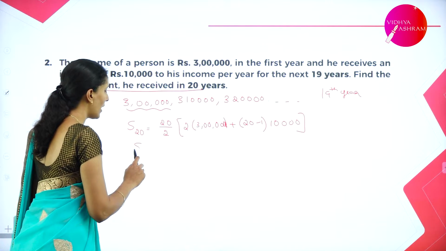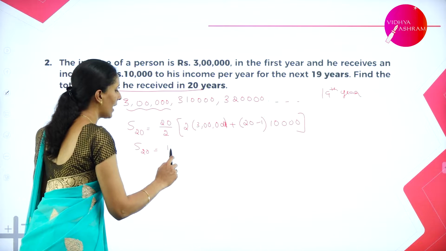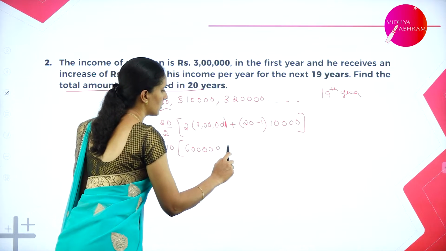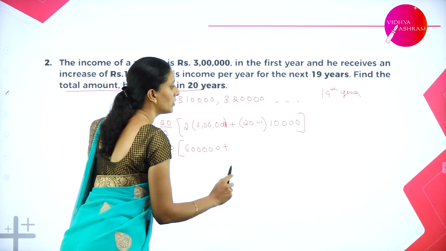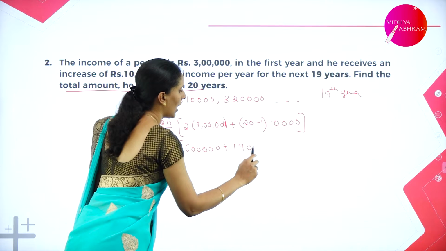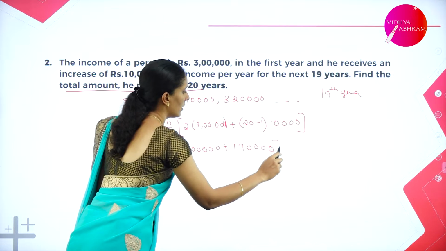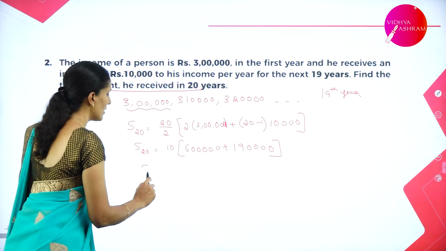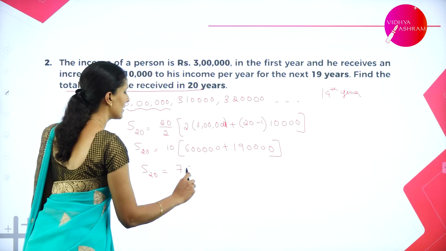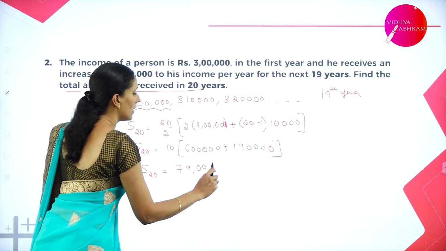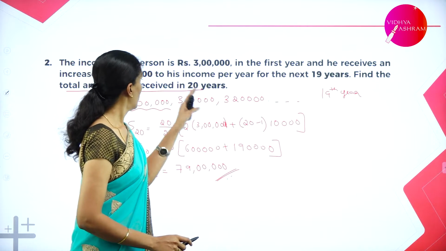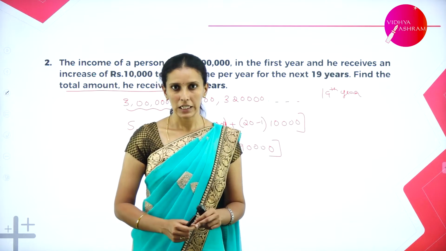Solving this, we get 10, here it is 6 lakh, and here it is 19 into 10,000. So it is 1 lakh 90,000. On adding, for S20 we get the total as 79 lakhs. So this is his total salary received in 20 years.